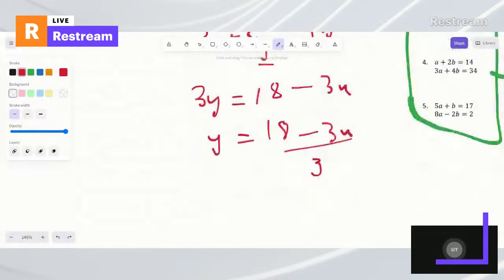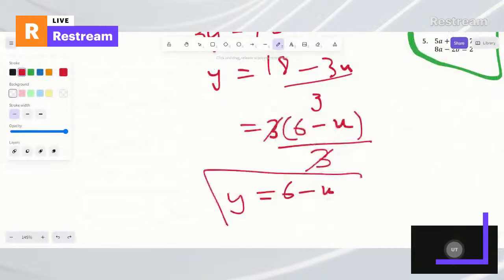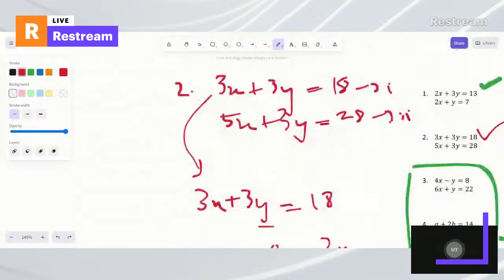Can this side of the equation be simplified? Yes, it can be simplified. How? By taking 3 common in the numerator. So it will become 6 minus x, and 3. So 3 is divided by 3 from numerator and denominator. So the final value would be 6 minus x. All right, y equals 6 minus x. So that's our third equation, right? Now we're going to substitute it back into equation number 2.